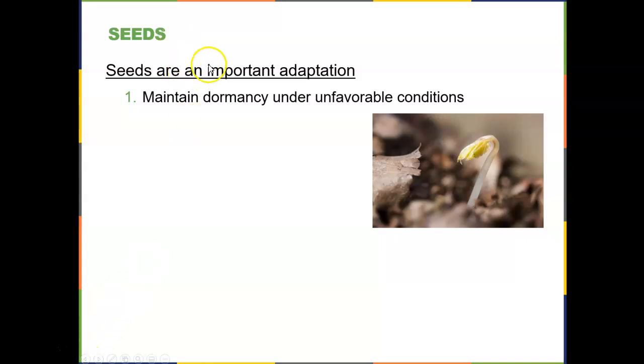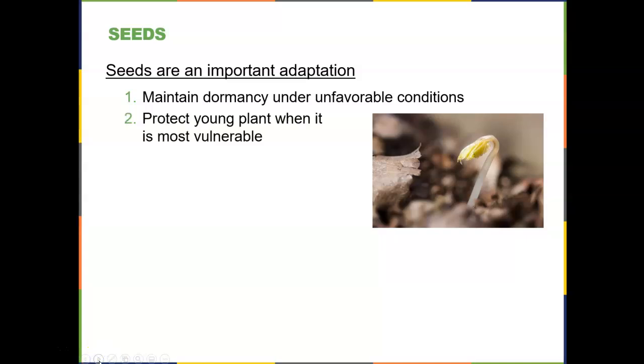So seeds are generally produced at the end of a growing season, say in the late summer, early fall, and then those seeds have to overwinter possibly some tough conditions, maybe snow or cold weather, and the seed needs to keep the embryo alive until the growing conditions are favorable.